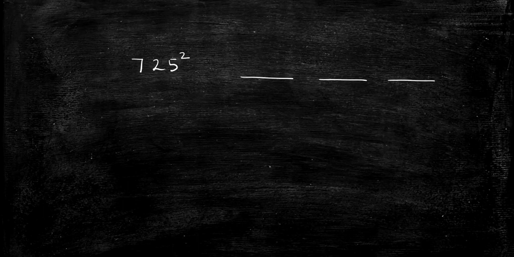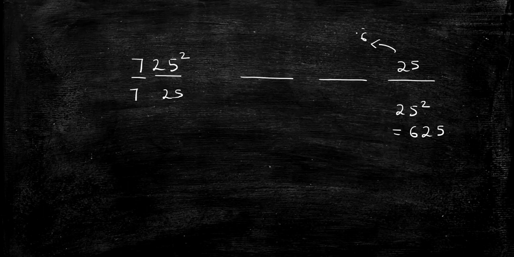Let's try another example. 725 square. 3 spaces. Split the number into 2, so 7 and 25. Here goes 25 square. Now you have to find the square of the 2-digit number, which you can do using your previous trick. Here it is 625. So I write 25 as such and 6 goes as the carry over.